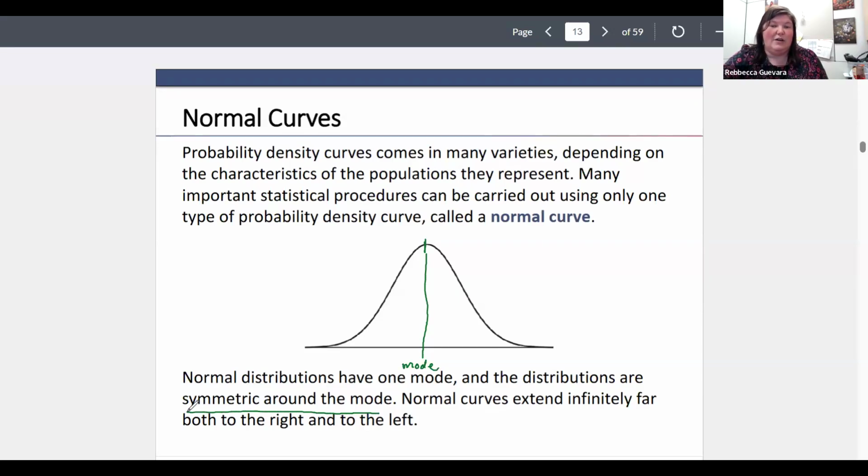Normal curves extend infinitely far in both directions. What that means is that this little tail here just keeps on going and going forever without ever actually crossing at zero. It never crosses this line down here. Sometimes it looks like it does because it gets really small, but what we know is happening is that the tail just keeps on going for infinity and it never stops. There's never a spot where it hits the x-axis and quits. It just goes forever above the x-axis.